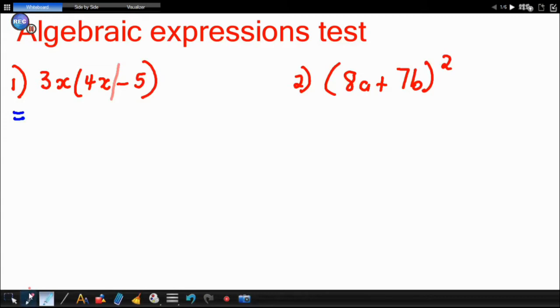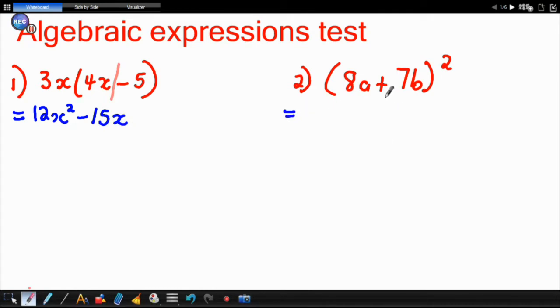Right, so let's see. We will have 3x times 4x, which will give you 12x squared. Then you have 3x times negative 5. Can you see how clear this is once you have that? You have 3x times negative 5, which will give you negative 15x. Right, let's look at number 2.